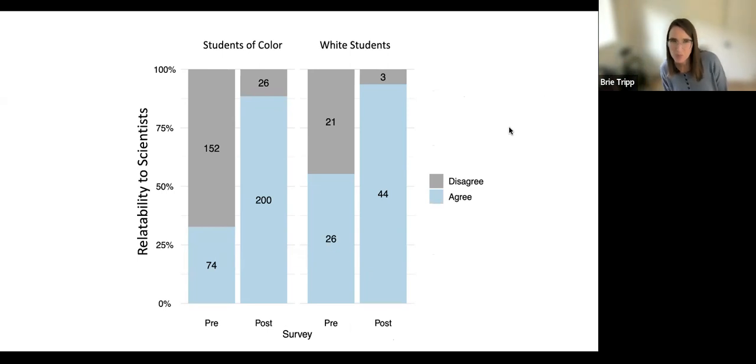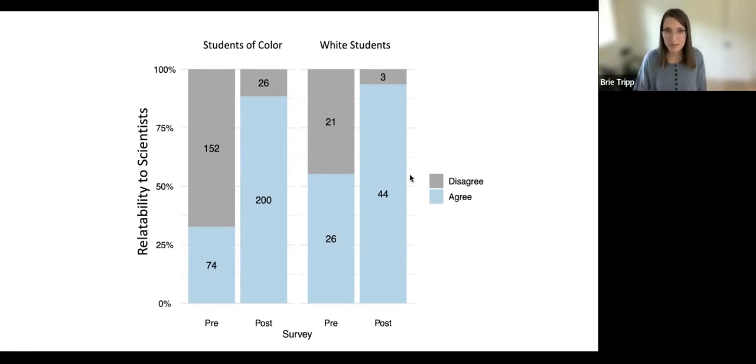And you might be thinking, I wonder, was it mostly just students of color that were able to relate more to scientists, or was it white students too? It was actually both. 74 students of color said they did agree with that statement, 152 said they didn't. And then after, only 26 disagreed, with 200 agreeing.